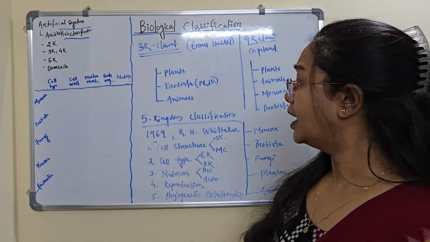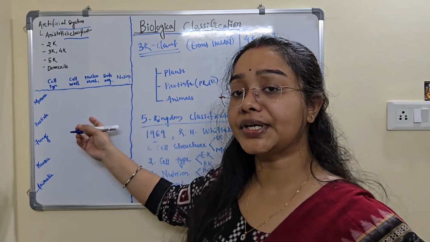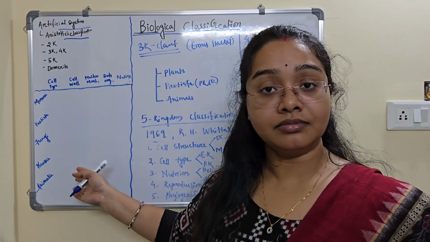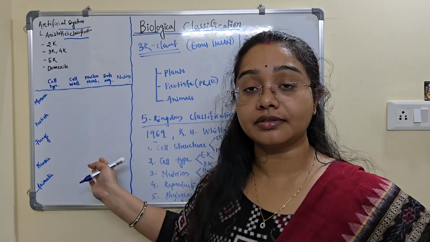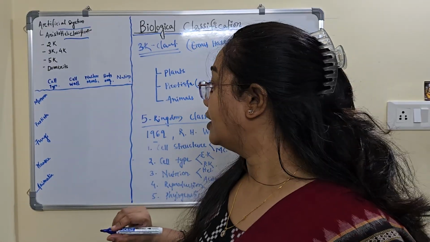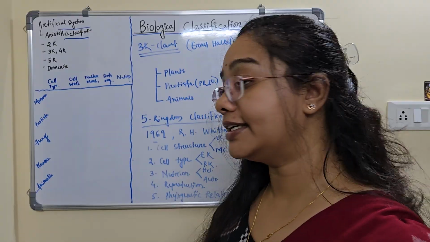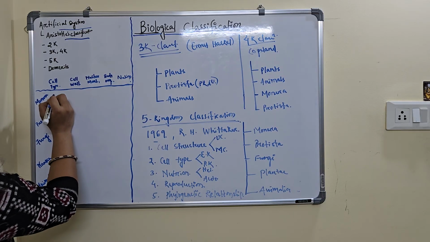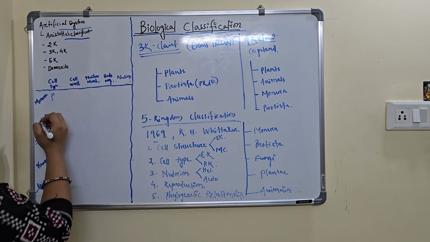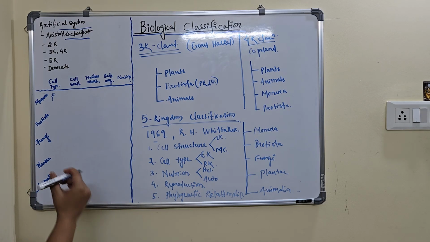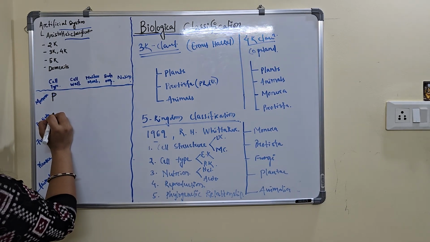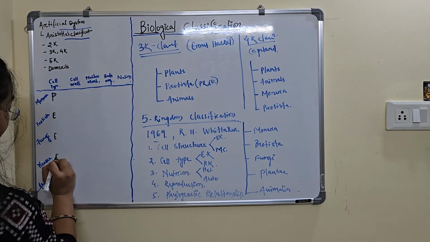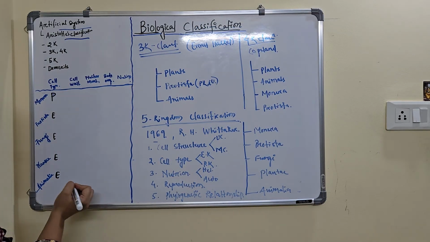Okay, so there is a table mentioned in your NCERT book that is very important from your NEET point of view also, and many questions have come from it every year. The question comes from this table every year. Okay, so let's talk about this table and study it in detail. Okay, so the cell type for the Monera is prokaryotic. It is a prokaryote. Protista is a eukaryote. Fungus is a eukaryote. Plantae is also eukaryote. Animalia is also eukaryote, right?